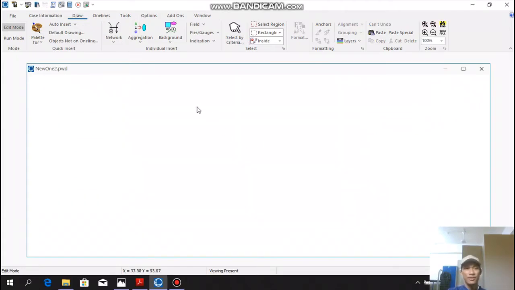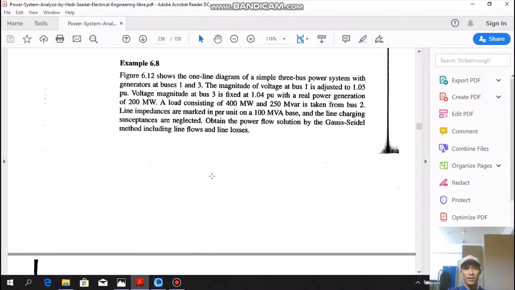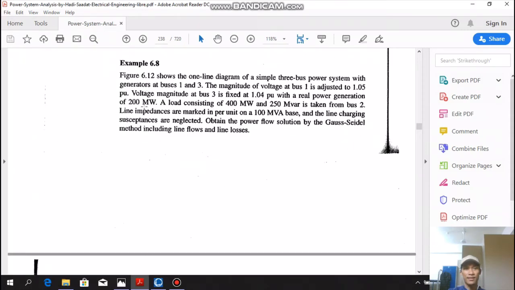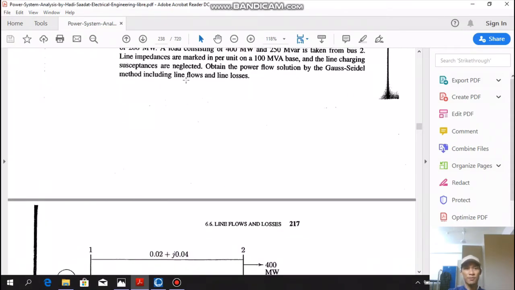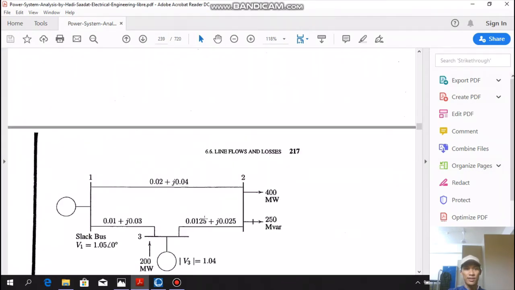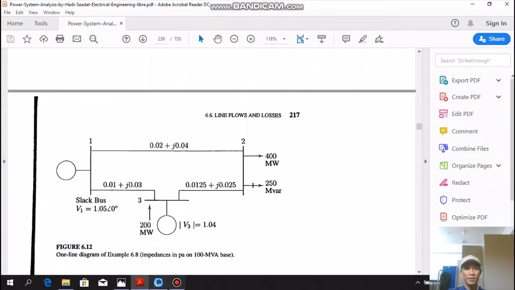So today I will show the simulation of power system in the PowerWorld software. In our project, we use Hadi Saadat as a reference. In example 6.8, this is the circuit. It consists of 3 buses. I will redraw the reference in PowerWorld.